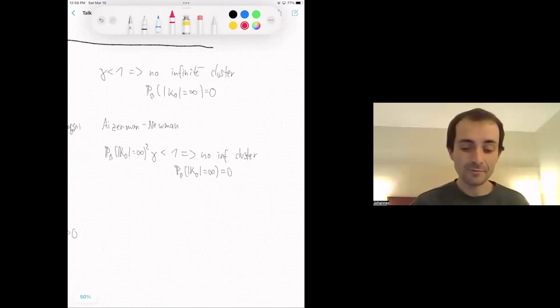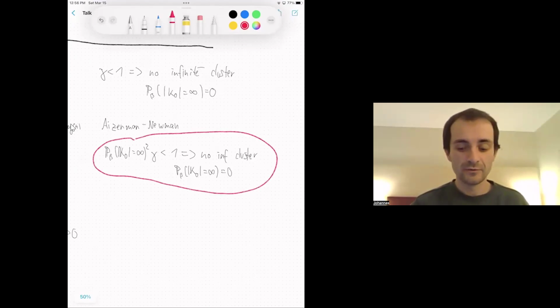Okay, so what I wanted to do in joint work with Tom Hutchcroft is to get a similar understanding of this phase transition phenomenon for the hierarchical lattice. So let me first describe what actually is the hierarchical lattice.